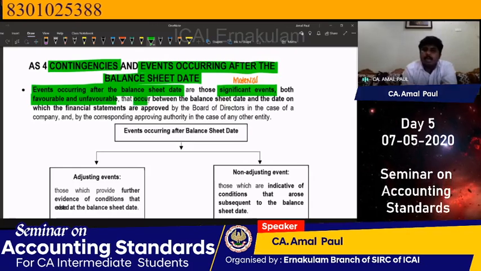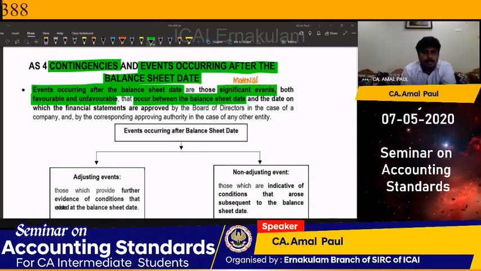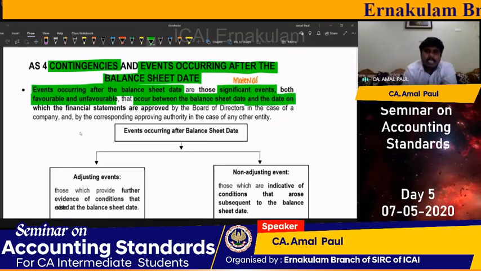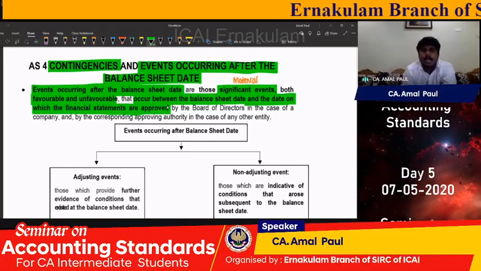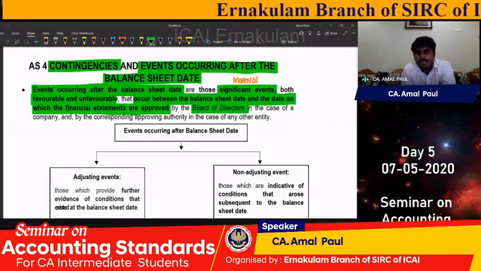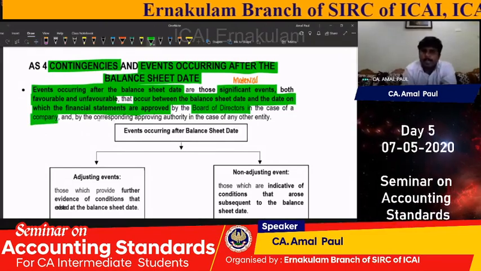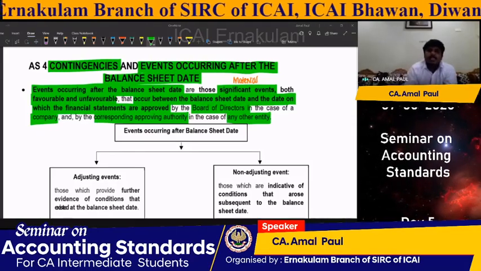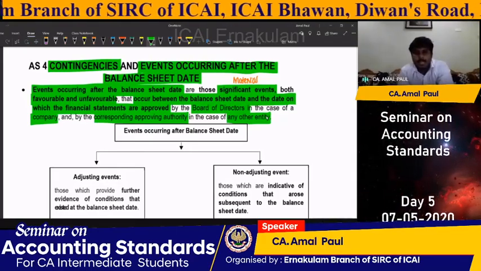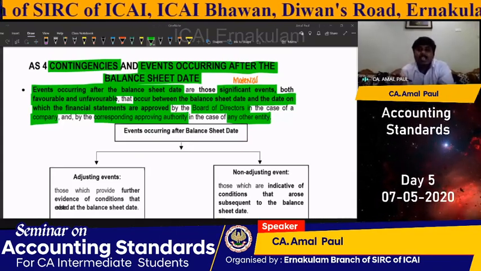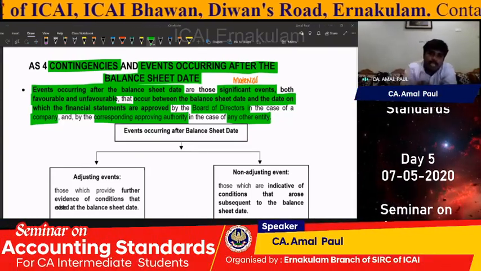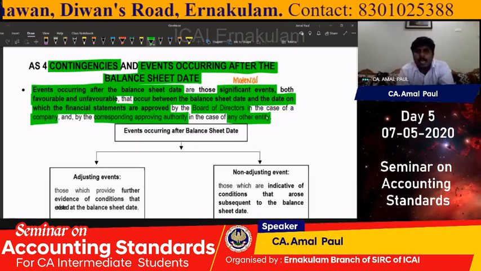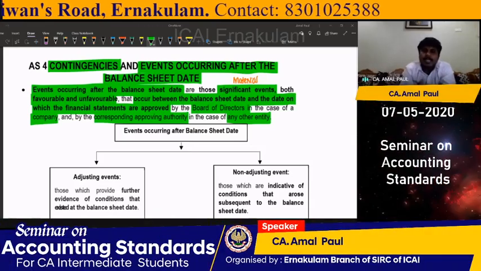These events occur between the balance sheet date and the date on which financial statements are approved by the board of directors in the case of a company, or by the corresponding approving authority in the case of any other entity. Events occurring after the balance sheet date are those significant events, both favorable and unfavorable, that occur between the balance sheet date and the date on which financial statements are approved.